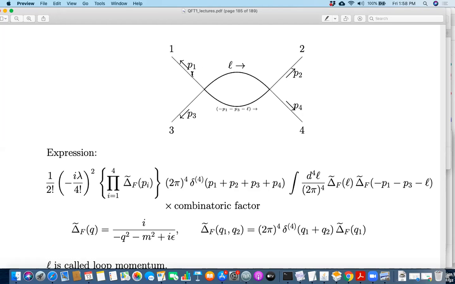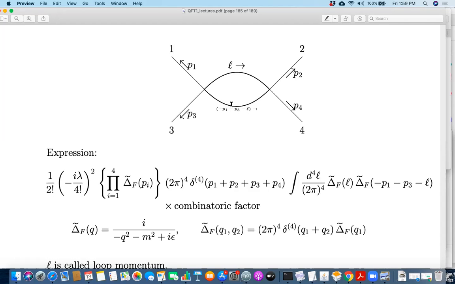So whether you work here or work here, you can only determine the total momentum, the sum of these two. But you cannot determine them individually. Which means that this momentum remains undetermined. This momentum L: once you fix this to be L, this must be minus P1 minus P3 minus L. Or you could have applied the momentum conservation here first, right? There, if you fix this to be L, then this would have been P2 plus P4 minus L. But either way, you cannot fix it.